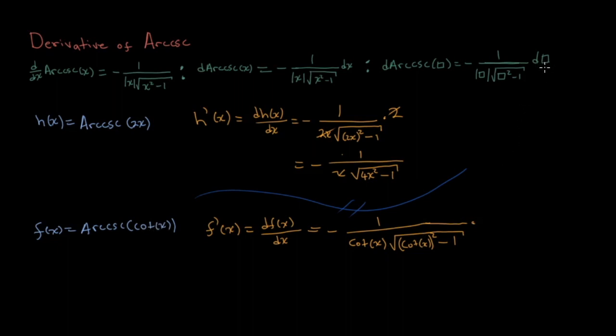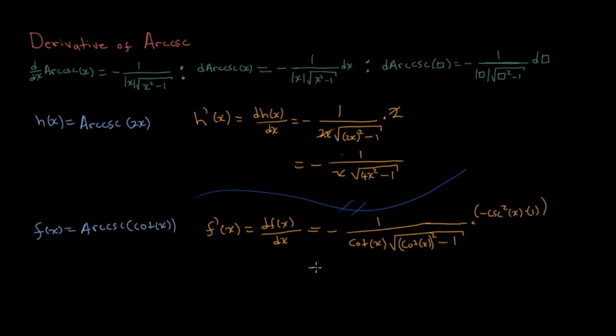That's where that comes from, is this right here. So the derivative of cotangent x is negative cosecant squared x, and then we're going to multiply this by the derivative of the x, which is just 1. And there you have it.